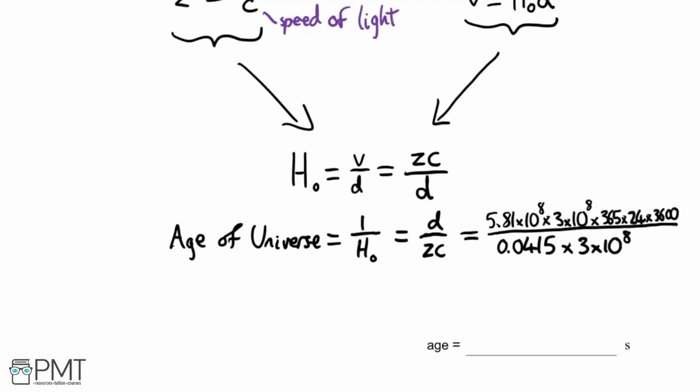Now you'll notice that what I've had to do here is to convert 5.81 times 10 to the 8 light years into meters. So I've multiplied this by a light year in meters. Now a light year is going to be the distance that light travels in a year, so we multiply the speed by the time taken, which is going to be 1 year. So the 365 times 24 times 3,600 is the number of seconds in a year. You'll notice that there's a 3 times 10 to the 8 on the top and the bottom of the fraction, so we can cancel those out to make this a bit simpler.